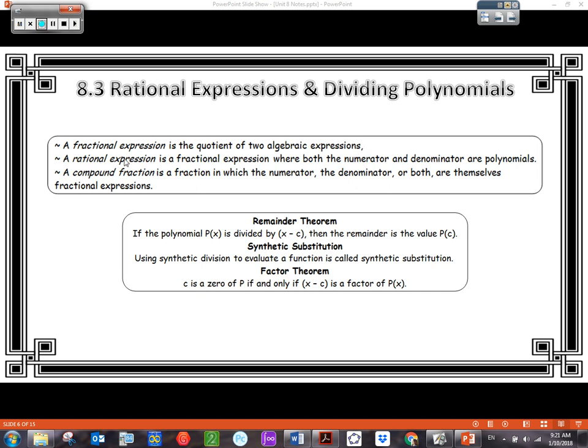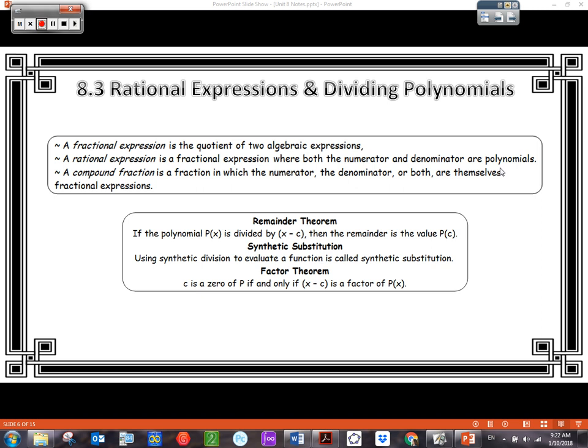Basically, a fractional expression is the quotient of two algebraic expressions. I mean, that kind of makes logical sense. You don't have to memorize these vocabulary words. I'm not going to test you on them, but I'm just going to look at the vocabulary. What is it that we're doing? A rational expression is a fractional expression, but it's a little bit more specific. The numerator and denominator are polynomials. Okay, so that's a rational expression.